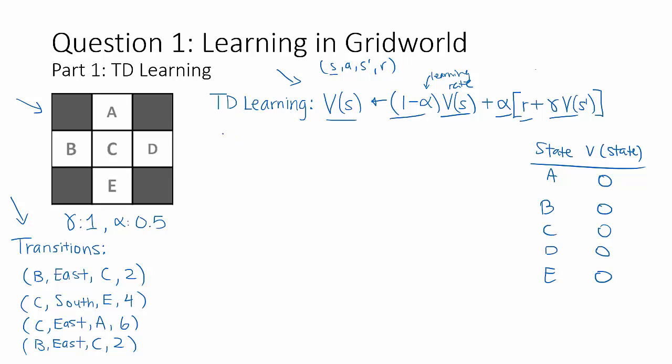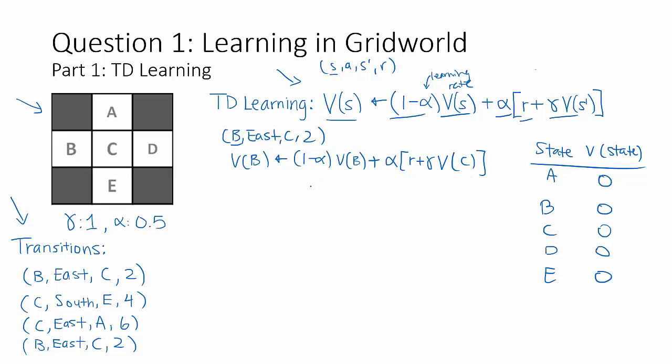So we process the transitions one by one in order. We start with the transition B, East, C, 2. The state that we started in is B, so we'll be updating the value V of B. And the way we're going to update it is by following this equation here. So the value of B is going to be set to 1 minus alpha times the current value of B plus alpha times the reward plus gamma times V of the landing state, which is C.